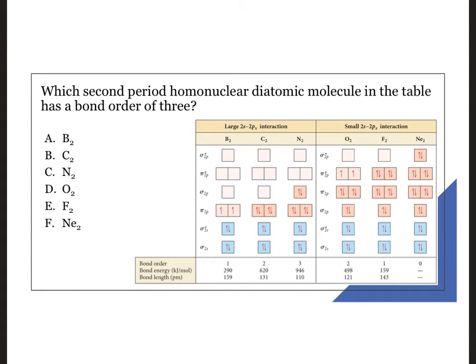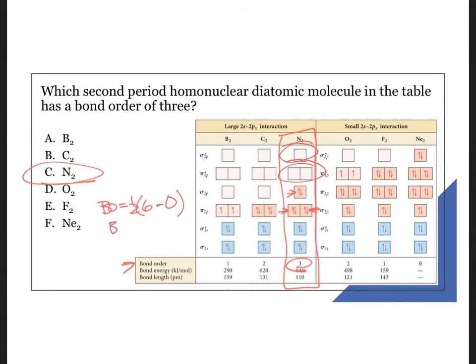All right, this question asks you to scan the data table and find which second period homonuclear diatomic molecule had a bond order of 3. And that is going to be nitrogen, N2. So if we go along bond order, we see it's 3. And we could also calculate it because we see we have 1, 2, 3, 4, 5, 6 electrons in bonding MOs, and then we don't have anything in the anti-bonding MO, so we get a bond order of 1/2 times 6 equals 3.